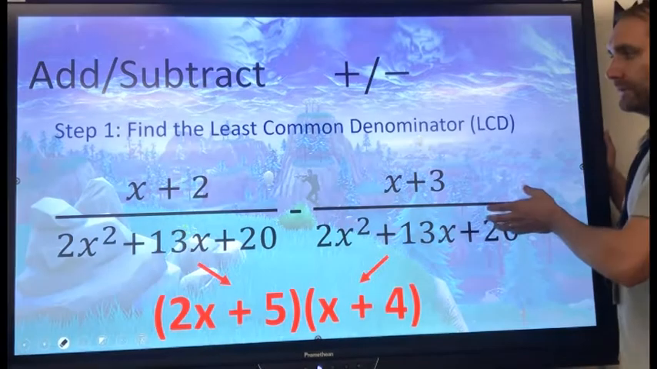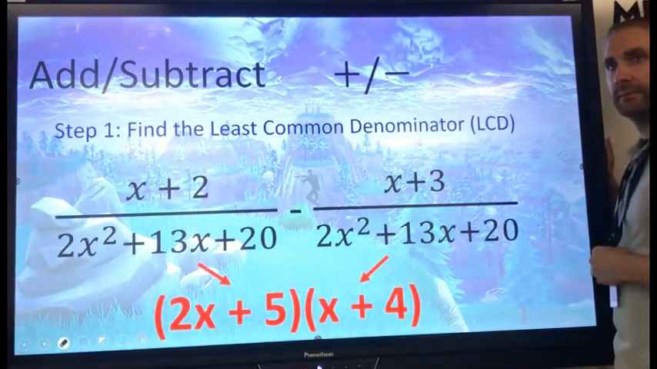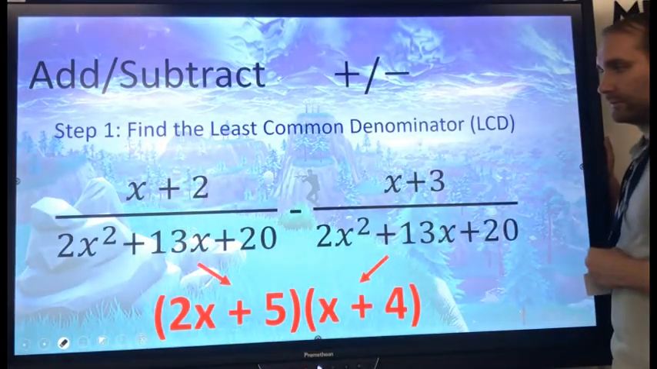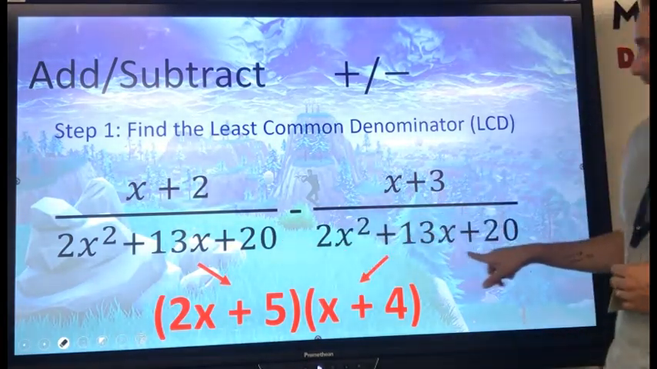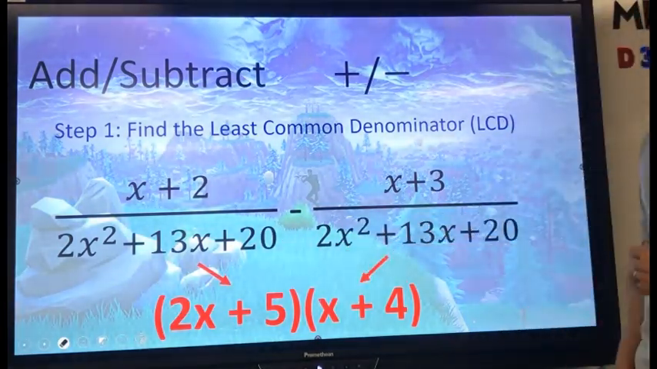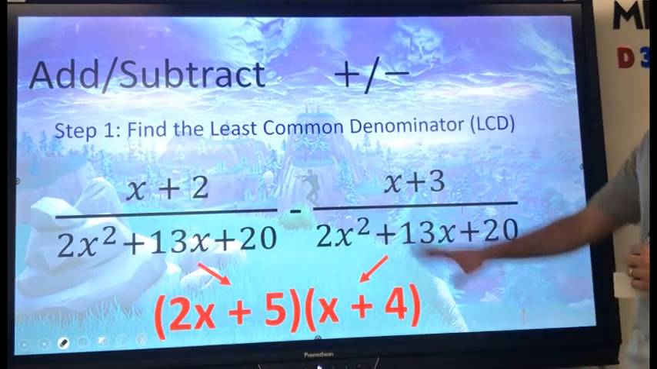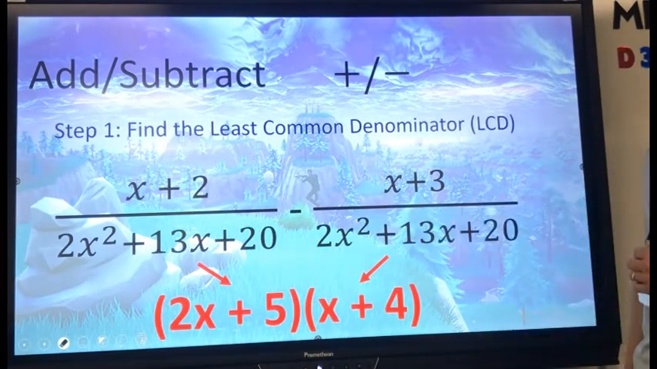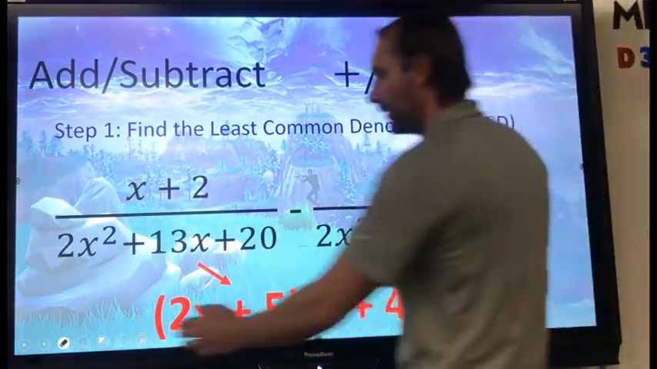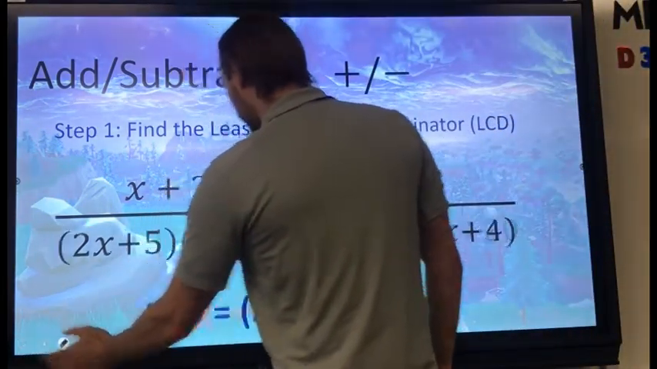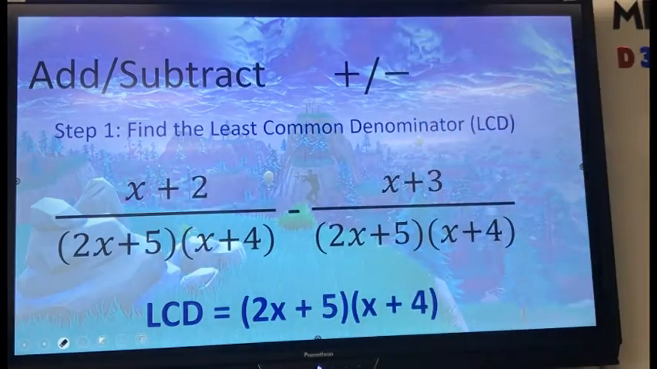Now step 1, do they have the same denominator? They do, right? So we don't have to worry about step 1, setting it to the same denominator. We're lucky enough that they're already there. Which means now I can do my operation. So here's our LCD. Notice I'm taking each of these terms, 2x plus 5 and x plus 4.